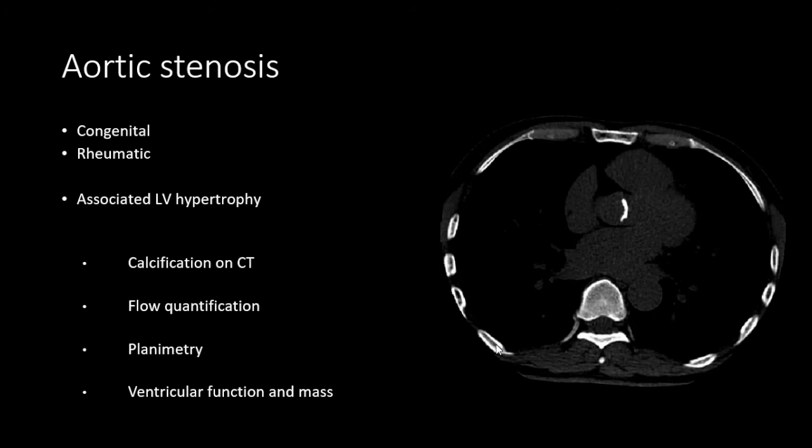Aortic stenosis. The common causes are congenital. Usually it may be associated with a bicuspid aortic valve or it may be rheumatic in etiology. Usually it is associated with left ventricular hypertrophy. On CT scan, we may see calcification in the valve, along the valve leaflets or commissures. MRI will help us with the planimetry, the flow quantification and peak velocity, and with the ventricular function and mass.